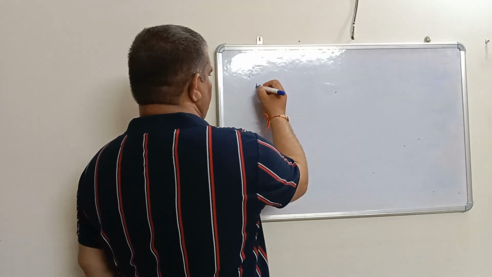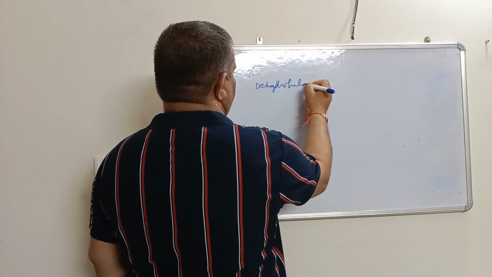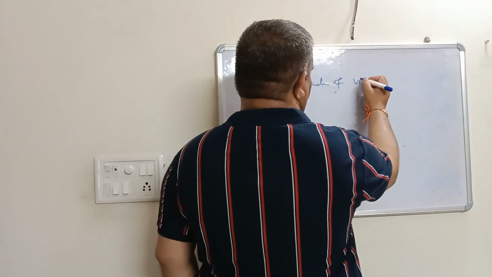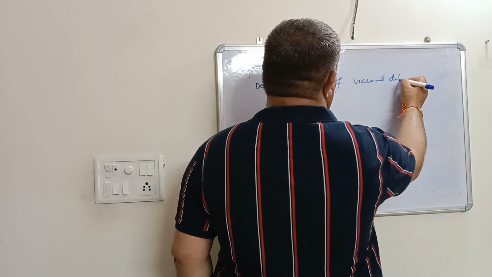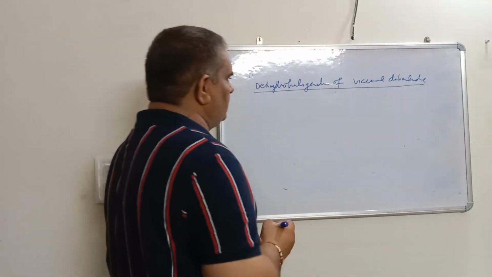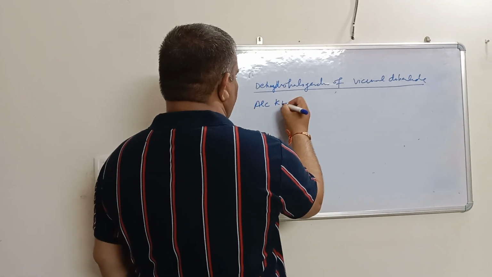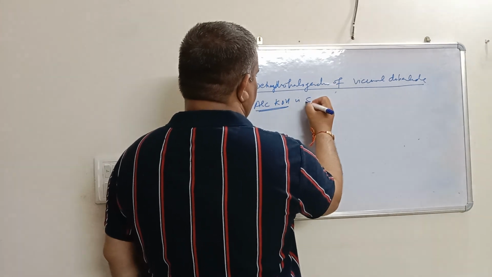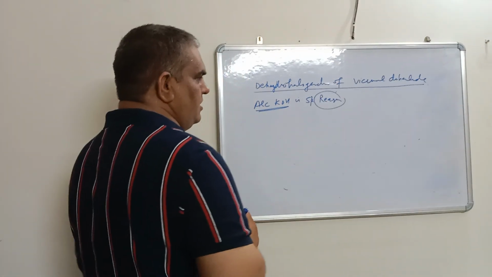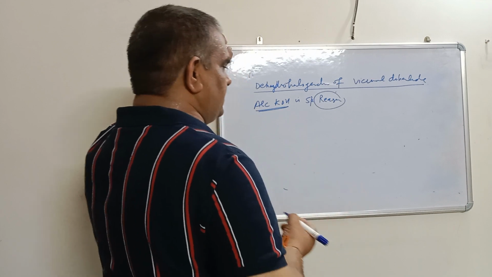First is dehydrohalogenation of vicinal dihalides. For dehydrohalogenation, alcoholic KOH is the specific reagent, and in vicinal dihalides the two halogen atoms are attached at adjacent carbon atoms.